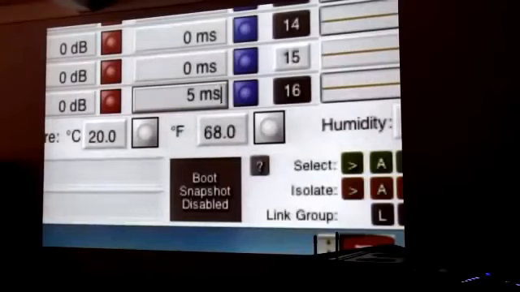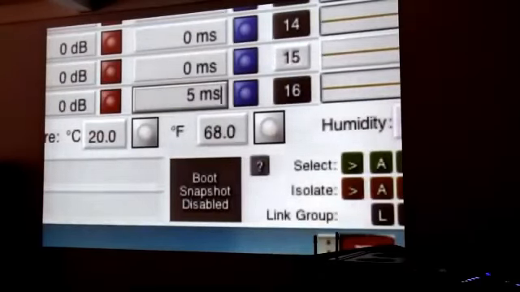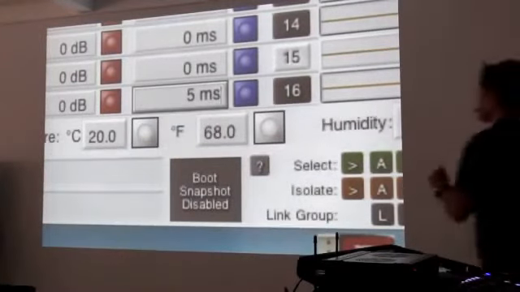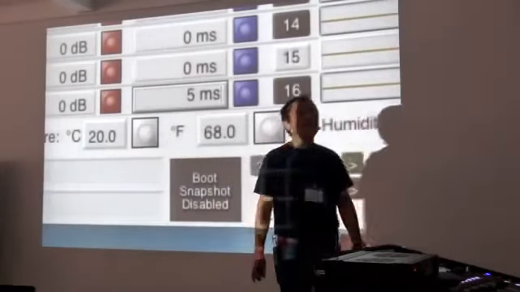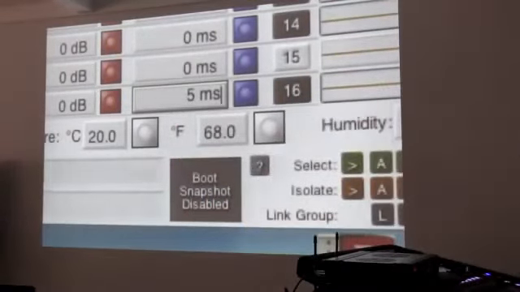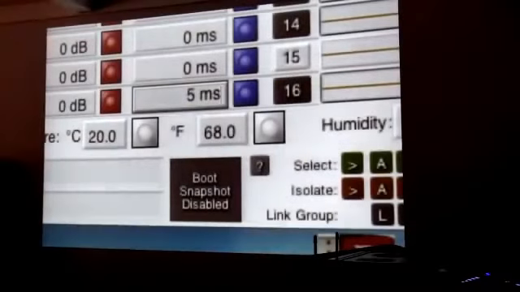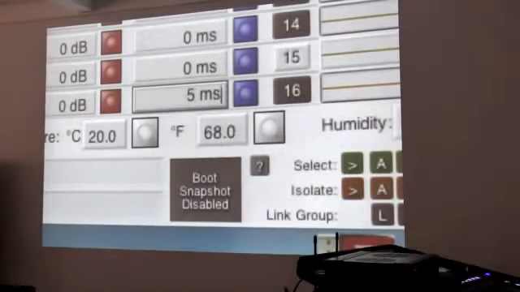Antiphase. Out of phase. 180 degrees of phase. Because 5 milliseconds represents half of the time period of 100 Hz. And half of the time period is 180 degrees of phase difference. Okay?